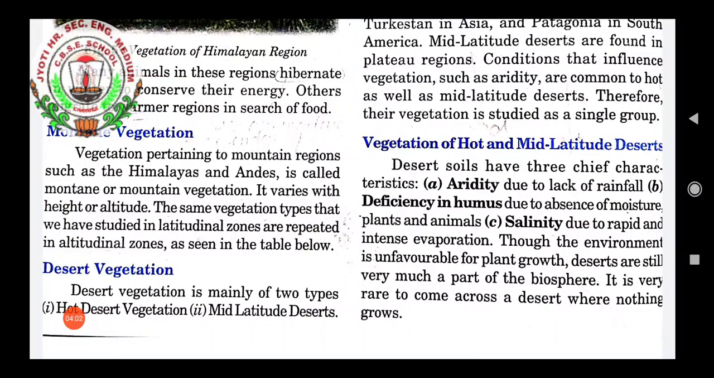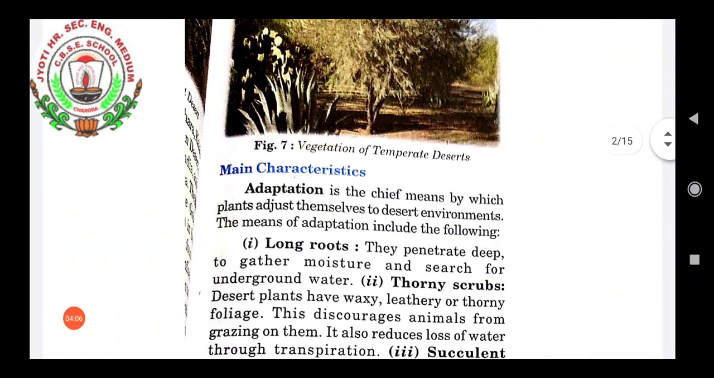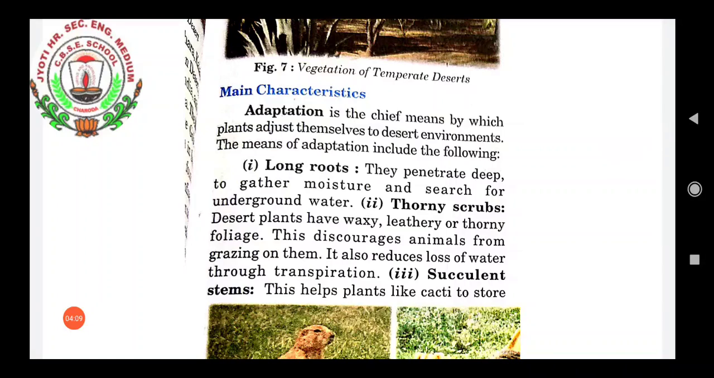Now we will understand some characteristics of these deserts. First we will understand adaptation. Adaptation is the chief means by which the plants adjust themselves to desert environments. The means of adaptation include the following. We have around 5 adaptations that we will understand. First is long roots. They penetrate deep. Penetrate means to go deep. So the roots of these plants or trees in the desert penetrate deep so that they can gather some moisture and have some water for their survival.